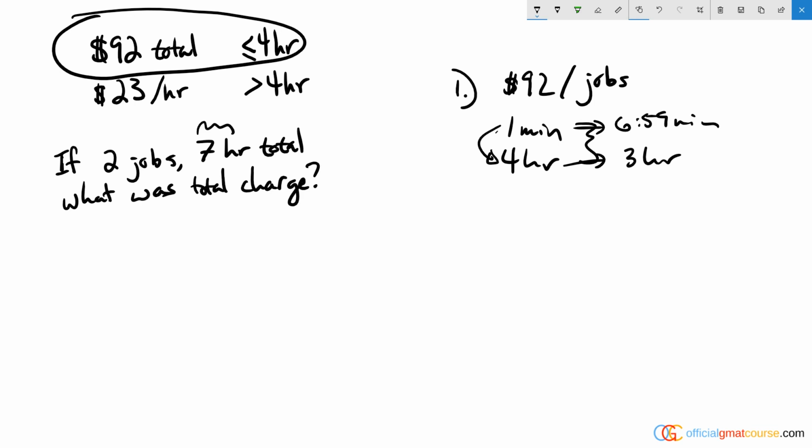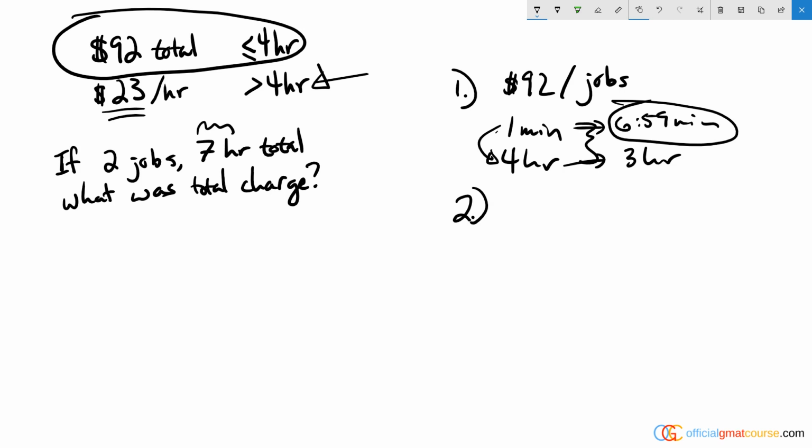So because we don't know, because we're trying to figure out the total amount charged, and anything over 4 hours like this is going to cost significantly more because it's at an hourly rate of $23, we can't determine how much the total was. Statement 2, however, gives us some good information.